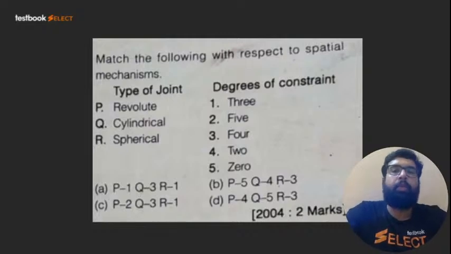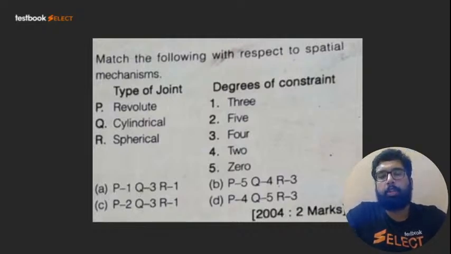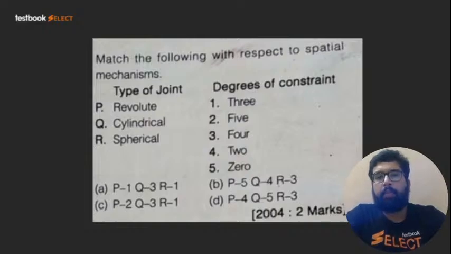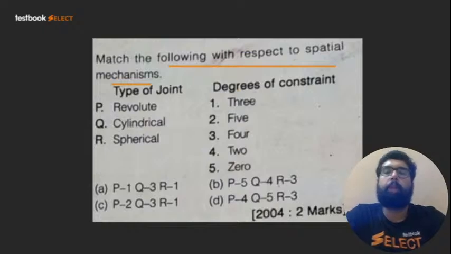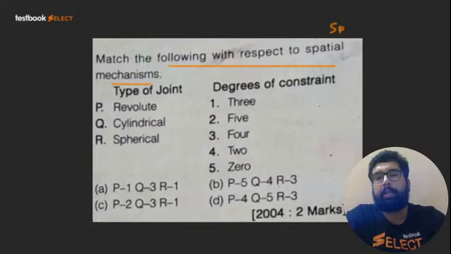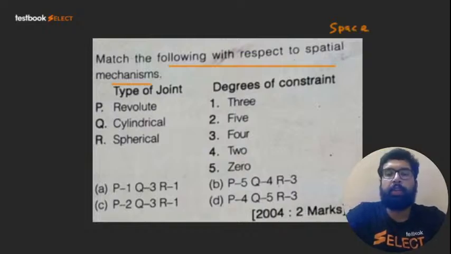So, match the following with respect to the spatial mechanism. Now, what do you mean by spatial mechanism? We are talking in space. So what is the type of joint? The first one is revolute. So let's do it like this.